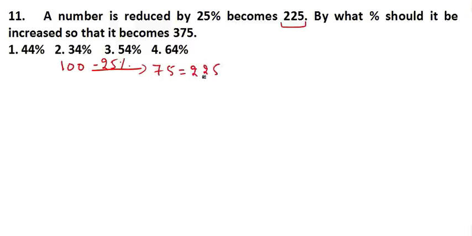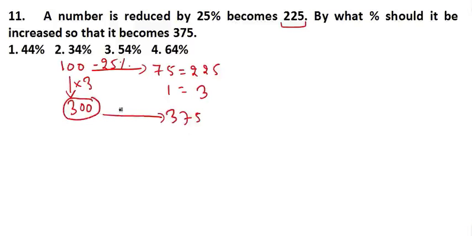If 75 is equal to 225, then if I divide, 1 will represent 3. If 1 represents 3, then what will my original number represent? Just multiply by 3. If 1 is 3, then 100 will be 300. Now it is saying by what percent it will increase so that it becomes 375. So look guys, we have to increase by 75. If we increase 75 on 300, then it becomes 375.